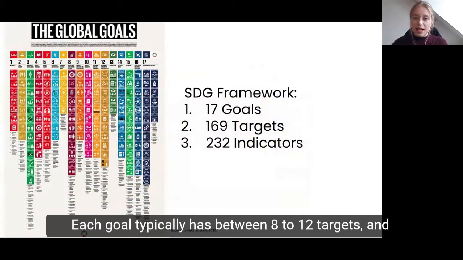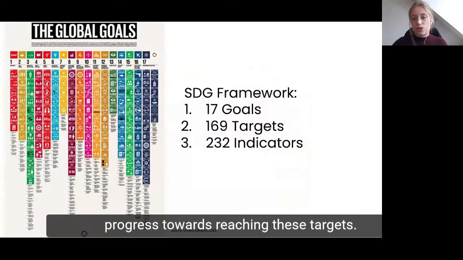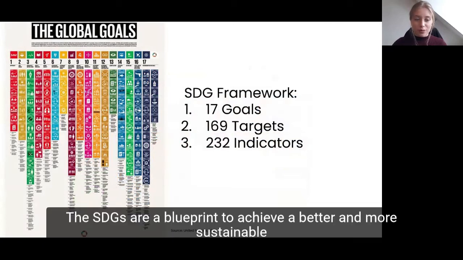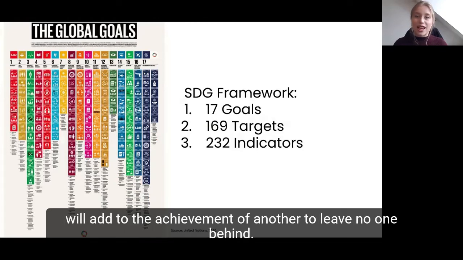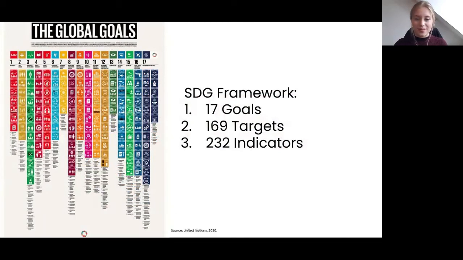Each goal typically has between 8 to 12 targets, and each target has between 1 and 4 indicators used to measure progress towards reaching these targets. The SDGs are a blueprint to achieve a better and more sustainable future for all. And the goals are all interconnected, so the achievement of one will aid the achievement of another. To leave no one behind, it is the aim of the United Nations to achieve these targets by 2030.